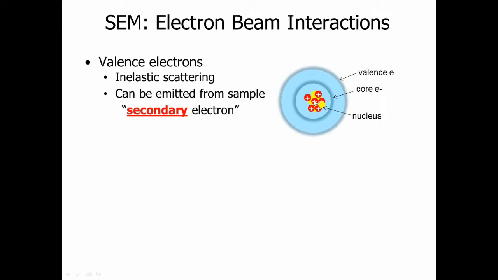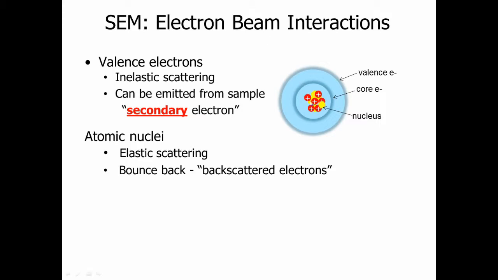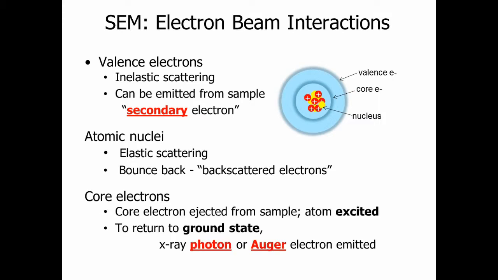Okay, so you probably remember that atoms have a nucleus and that there are core electrons within the valence electron shells. So something that can happen is basically one of those electrons from the beam knocks out one of the valence electrons. That happens a lot. Those are called secondary electrons. If a beam comes in and hits the nucleus, that's called backscattering. And what's most interesting is if a core electron is knocked out, because now you've got a valence electron that's going to want to come down and fill that empty hole where the core electron was. And so that energy difference there is going to release an X-ray photon or something called an Auger electron.